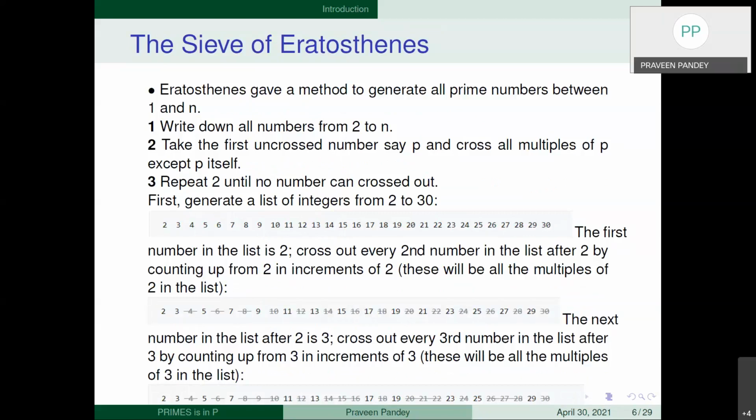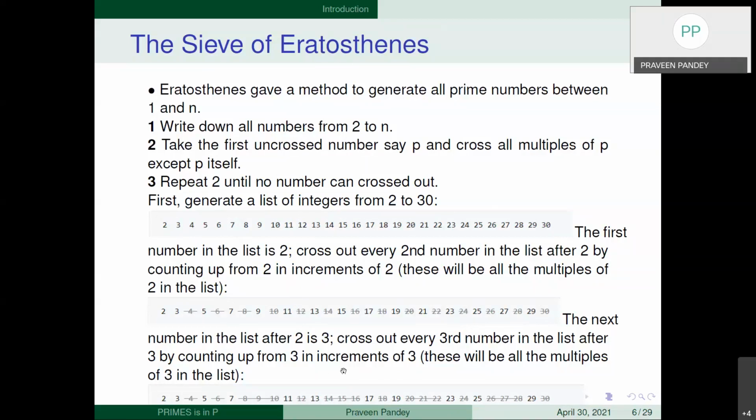So what this method basically does, we write down all numbers from 2 to n. Take the first uncrossed number, say 3, and cross all multiples of 3 except 3 itself. So for example, I'm taking numbers up to 30. I'm taking the first number as 2, and except 2, I'm crossing all multiples of 2: 4, 6, 8, and all till the 30. So the second figure shows the crossing of numbers.